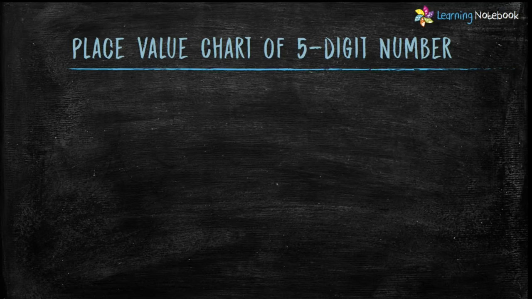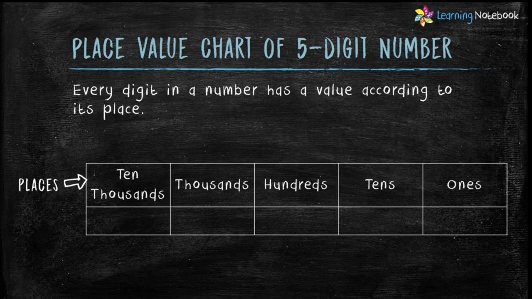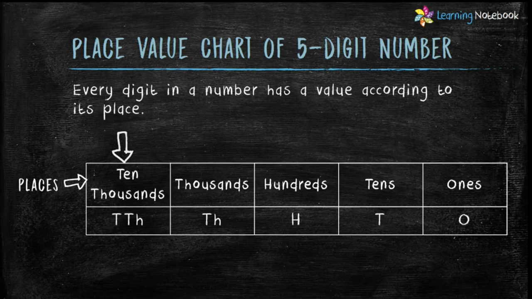Now let's understand the place value chart of a 5 digit number. What is place value? Every digit in a number has a value according to its place. This is called place value. So let's see what all places we have in a 5 digit number. Starting from right, we have ones, tens, hundreds, thousands, and then 10,000s, where ones is denoted by O, tens is denoted by T, hundreds is denoted by H, thousands is denoted by TH, and 10,000s is denoted by TTH.